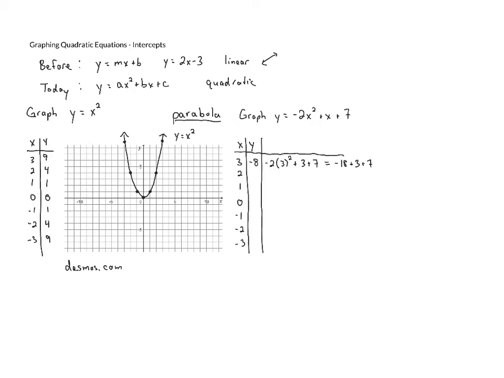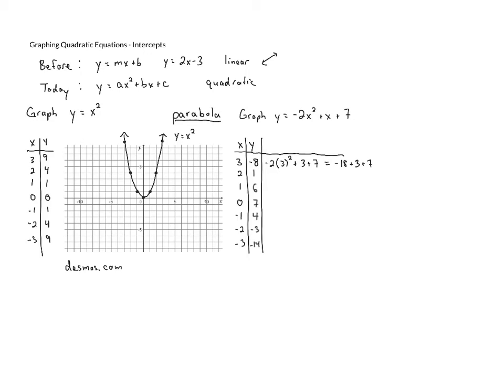I want you to take a minute, pause the video, and do all of these calculations but with 2, 1, 0, negative 1, negative 2, and 3. And once you're ready, you can play again, and then I'll give you all of those answers. All right, the rest of the values are going to be 1, 6, 7, 4, -3, and -14.